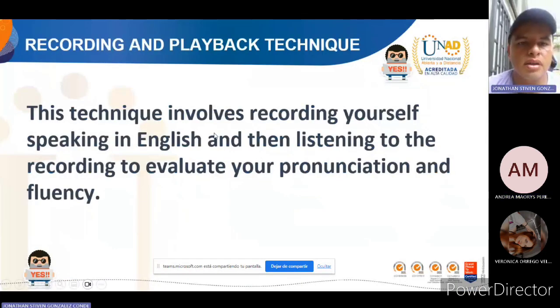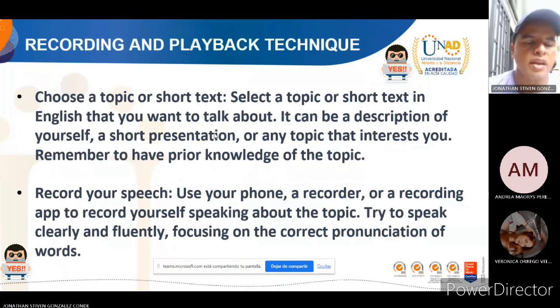Recording a playback technique involves recording yourself speaking in English and then listening to the recording to evaluate your pronunciation and fluency. Let's see. The first step is choose a topic or short text. Select a topic or short text in English that you want to talk about. Okay, it can be a description of yourself, a short presentation, or any topic that interests you. Remember to have prior knowledge of the topic.